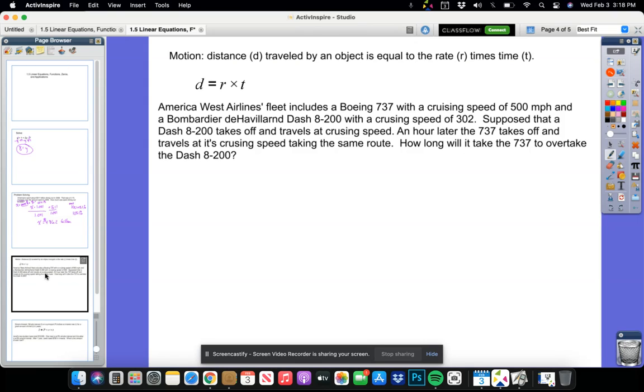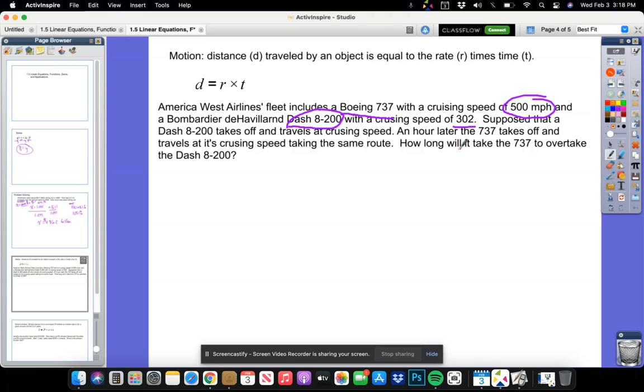Now, other problems you'll run into are distance problems, motion problems. So distance equals rate times time, hopefully. Rate of how fast you're going for how long tells us how far we go. So we have two different planes. We have a Boeing 737 that cruises at 500 miles per hour and a Dash 8-200 that cruises at 302 miles per hour. The Dash takes off at its cruising speed. An hour later, the Boeing 737 takes off at its cruising speed, taking the exact same route. Knowing that this Boeing goes way faster than the Dash, 198 miles per hour to be exact, it will catch up to it. How long will it take to catch up to it?